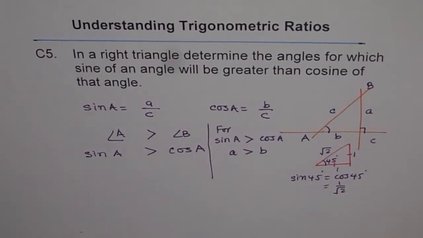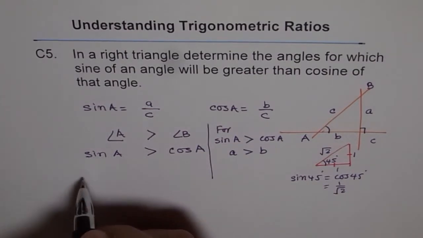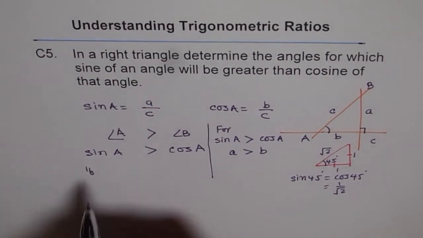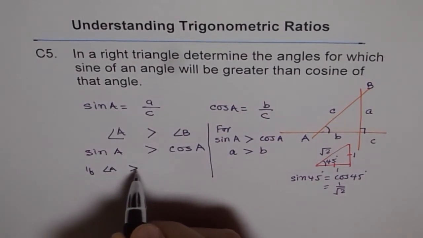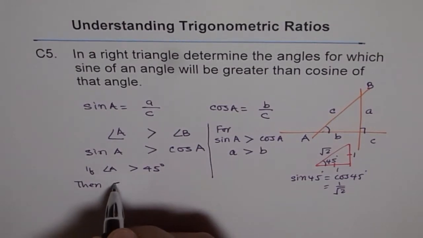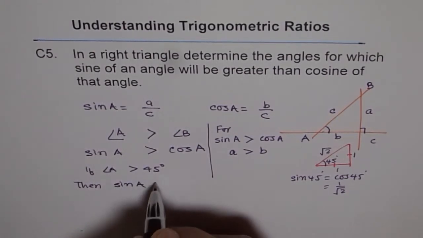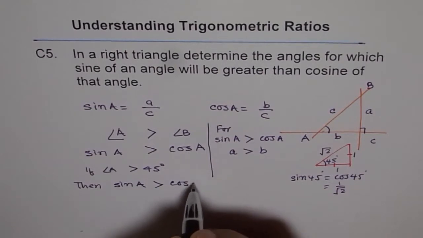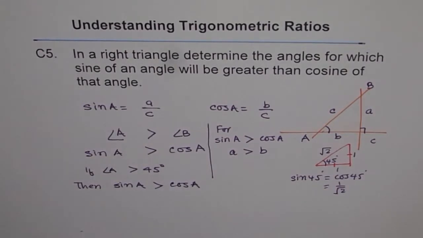Therefore, we conclude that in a triangle, if angle A is greater than 45 degrees, then sine of A is greater than cosine of A. So that is our conclusion, correct? So at 45 degrees, both are the same. So that's how it is. So remember this. In any triangle, sine is greater than cosine if the angle is greater than 45 degrees.